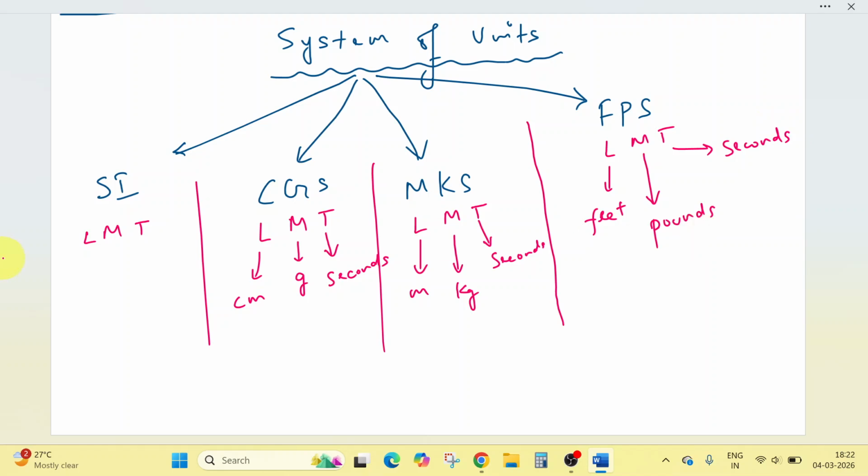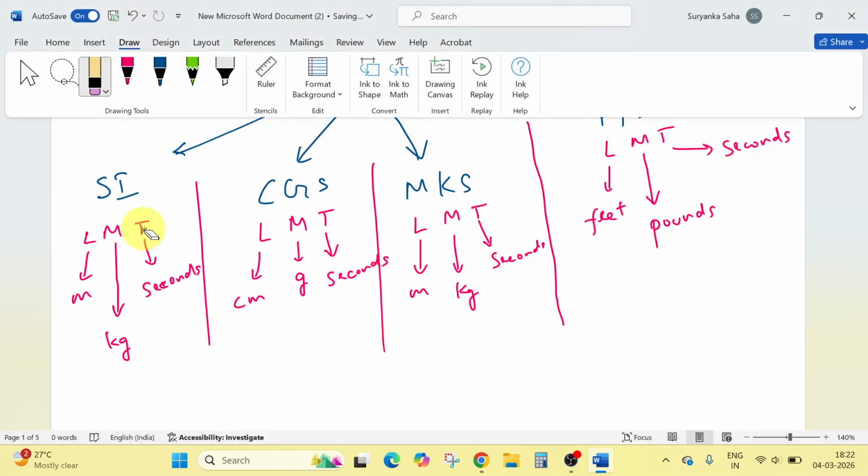Now here it is SI. SI here L means meter. Length is measured in meter. M is measured in kg, and time in seconds. Time is measured in seconds.